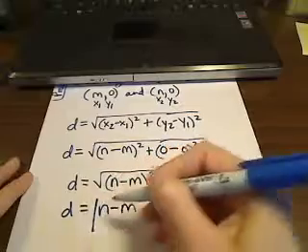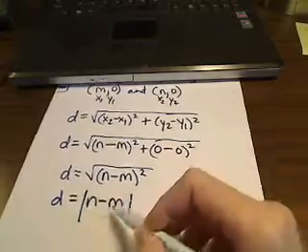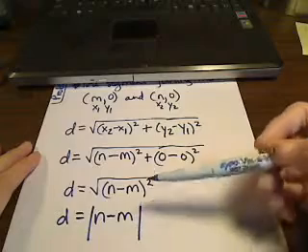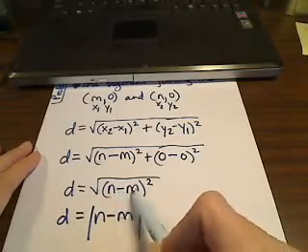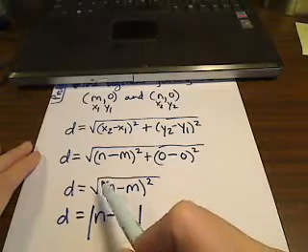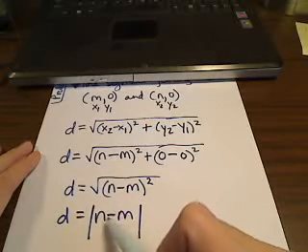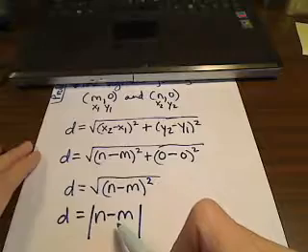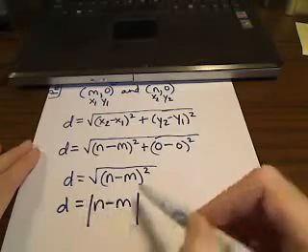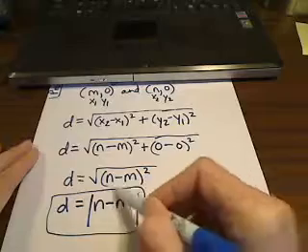However, I need to make sure that this is the absolute value because I don't know what n and m are. If I were to plug in some values and they were negative, the result of n minus m in this step would have been negative. I would have squared it and then taken the square root, so it would have given me something positive. So I actually have to ensure that this difference is positive, because they're variables. The way to do that is to use some absolute value signs. So this would be the distance answer.